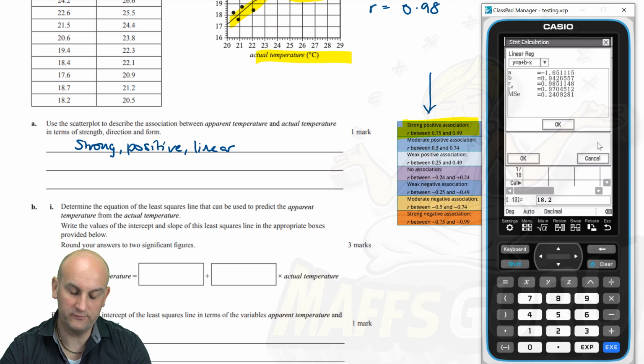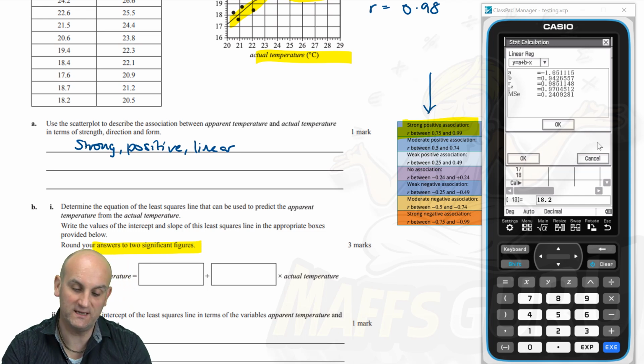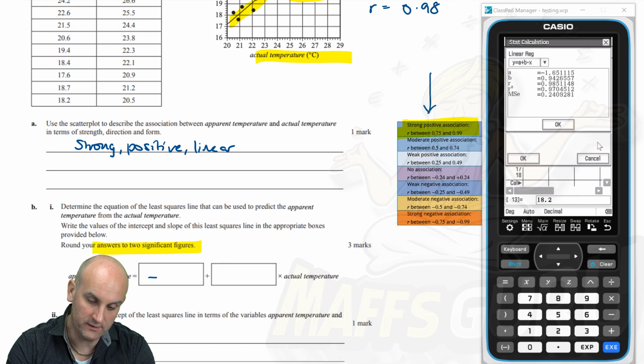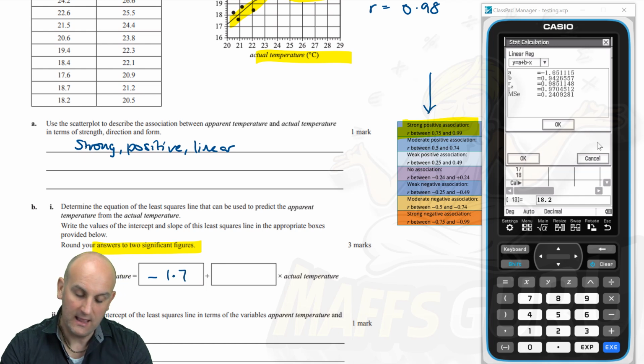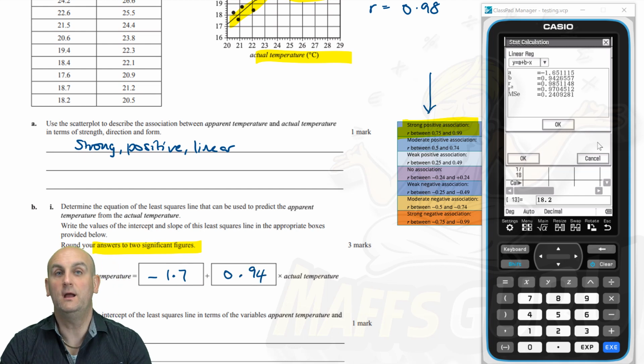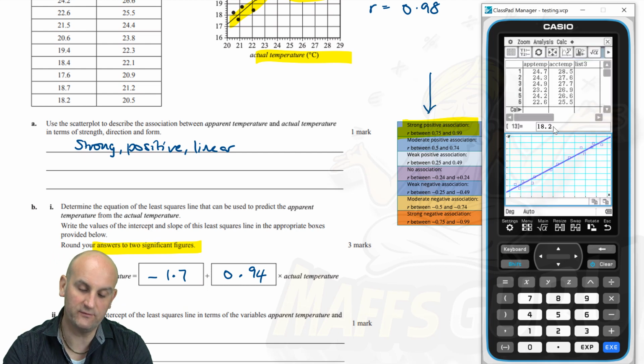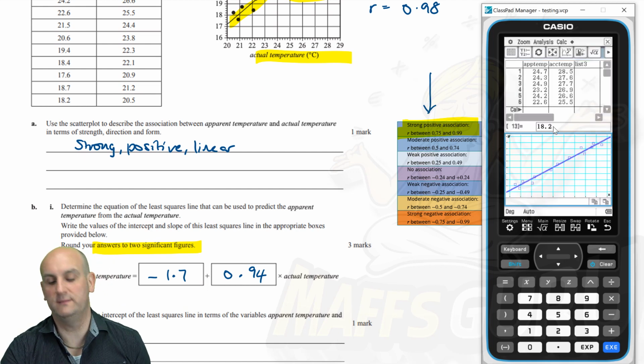Out come those values there. So my A value is minus 1.65, but we've got to be very careful, guys, because the question says answers must be rounded to two significant figures. All right, so that gives me an A of minus 1.7 and my B value of 0.94. And there we go, that's that question answered. I'm going to hit OK on my calculator. And as it turns out, it plots that graph for me. Thank you very much. And yes, that does seem to fit between those little kisses.